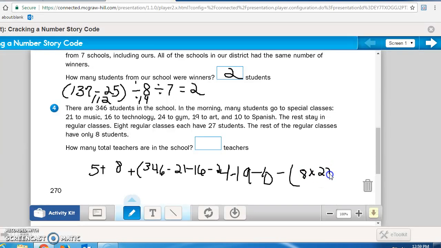You are also going to have to do Math Journal page 272 for this lesson.